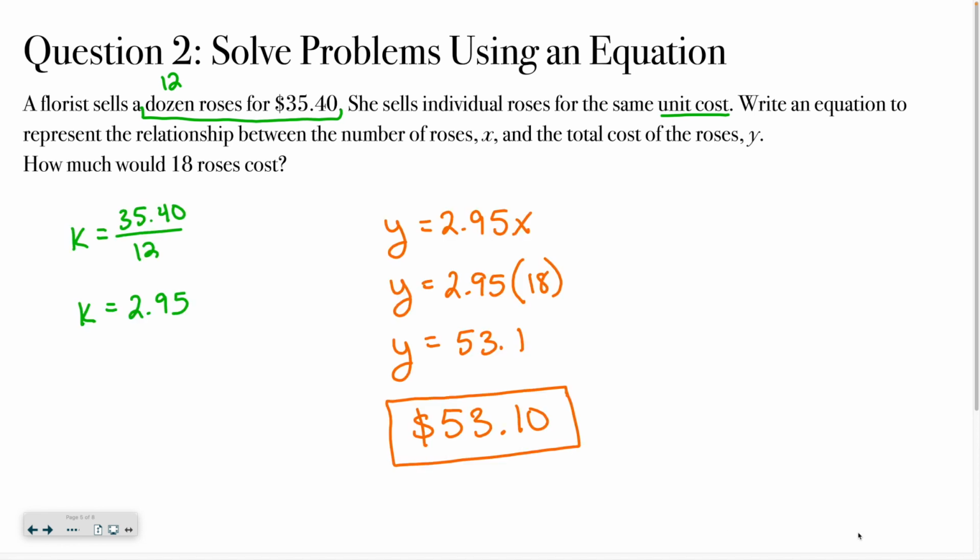All right. For this problem, hopefully you figured out that the k value is $2.95, and then once you multiplied that with 18, you got 53.1. But if we're talking about money, we always need two decimal places. So I am going to say $53.10. So your work should match mine or look very, very similar.